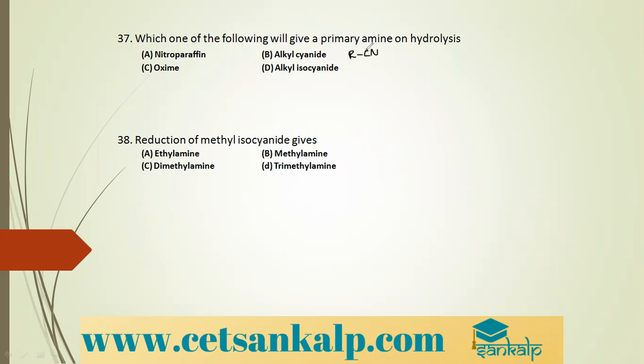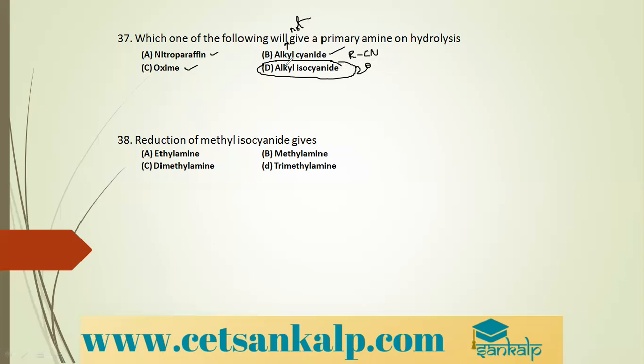It will give primary amine, right? Oxime will also give primary amine. The question is, which one of the following will not give primary amine? Because nitroparaffin will give primary amine, alkyl cyanide will give primary amine, oxime also will give a primary amine, but isocyanide will give secondary amine. So there is a mistake in typing. So which one of the following will not give primary amine on hydrolysis?